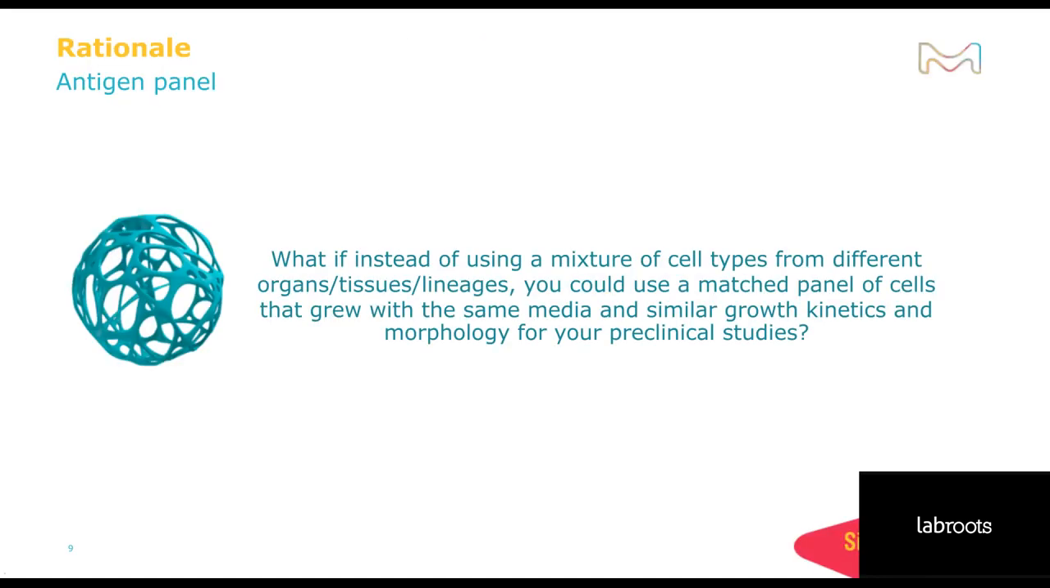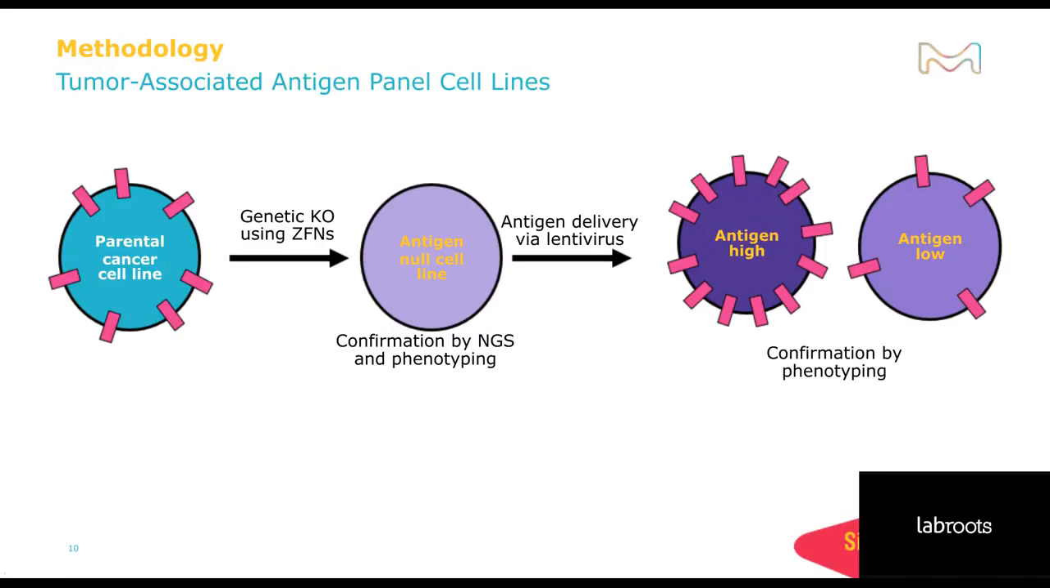So we asked the question of, what if instead of using a mixture of cell types from different organs or tissues or lineages, you could use a matched panel of cells that grew with the same media and similar growth kinetics and morphology for your preclinical studies? And we set out to do this for what we're calling our tumor-associated antigen panel cell lines.